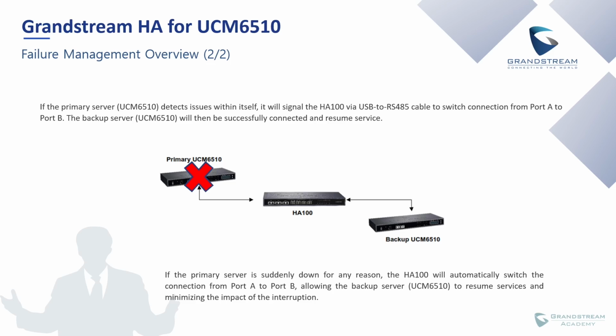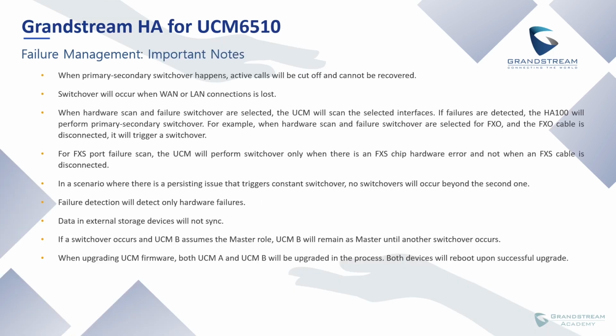If the primary server is suddenly down for any reason, the HA100 will automatically switch the connection from port A to port B, allowing the backup server to resume services with a minimal interruption time. In this slide, I put some very important notes to remember about our failover system. When primary-secondary switchover happens, active calls will be cut off and cannot be recovered. The calling party should obviously re-establish the call.